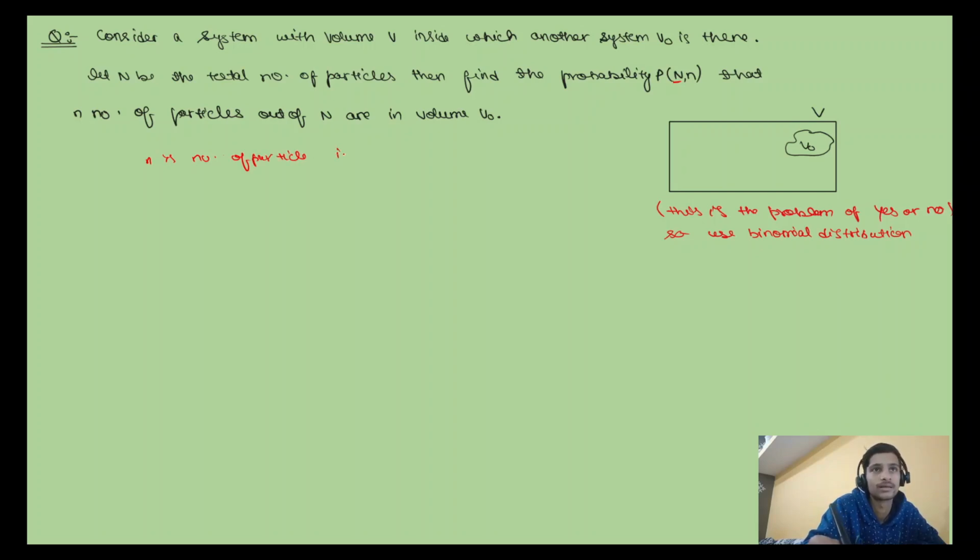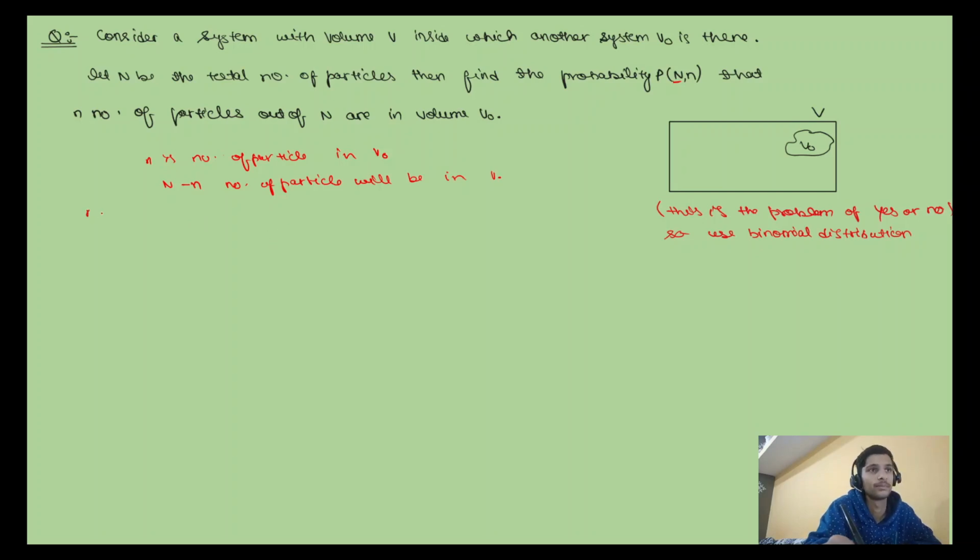Number of particles in V naught, right? Then what will be the remaining number of particles? That will be N minus n number of particles. Then N minus n number of particles will be in V, right? So that is what the situation is.